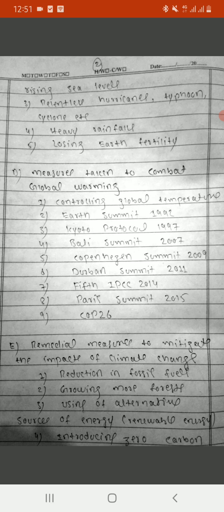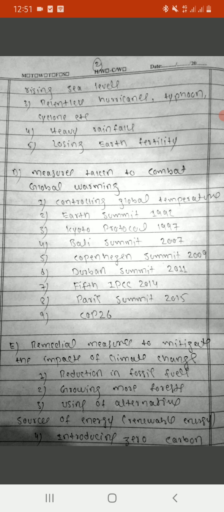Then in the next topic, remedial measures to mitigate the impacts of climate change. Now, how can we mitigate? It means how can we reduce the impacts of climate change? So, reduction in fossil fuels: you will have to reduce the use of fossil fuels, particularly gasoline, petrol and diesel and these types of products, in order to reduce climate change. Growing more forest, like in Pakistan, we built the 10 Billion Tree Tsunami, and these are some of the factors that can reduce the impacts of climate change.